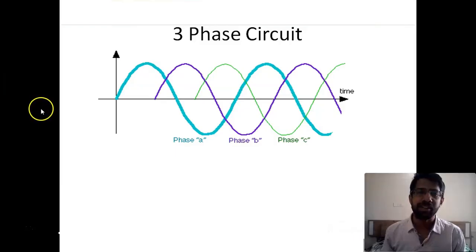So what is a three-phase circuit? As you know, the power is generated at a power plant. When a coil is rotated in the magnetic field set up by two magnets, and when the flux is cut because of the variable flux, the voltage is developed.